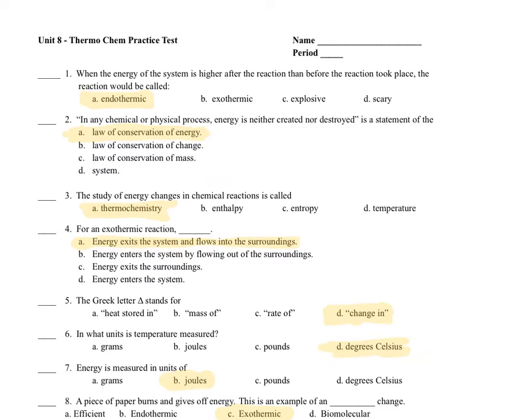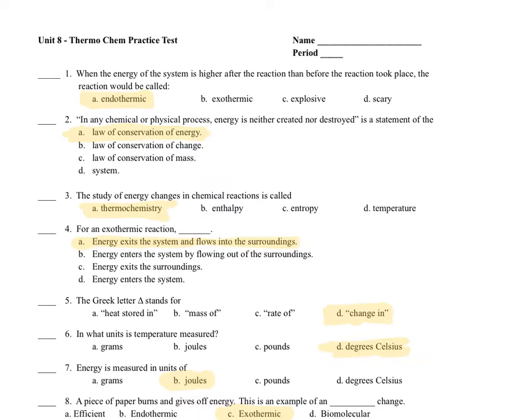Number two, in any chemical or physical process, energy is neither created nor destroyed. That's the law of conservation of energy. Number three, the study of energy changes in chemical reactions is called thermochemistry. That's what this whole unit is about, the study of energy in chemical reactions. Number four, for an exothermic reaction, energy exits the system and flows into the surroundings. Exothermic, heat goes out.